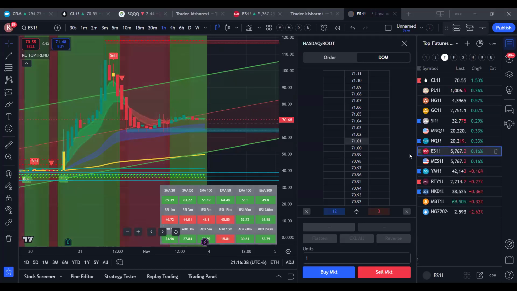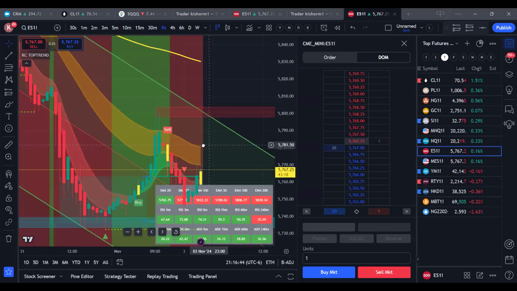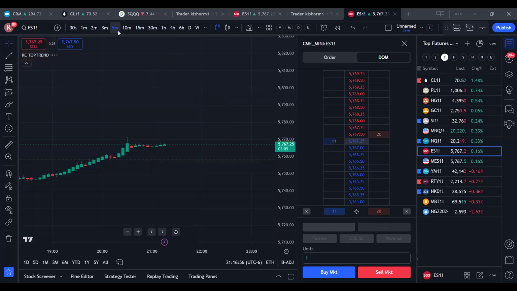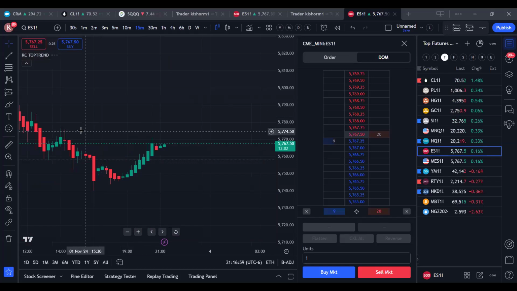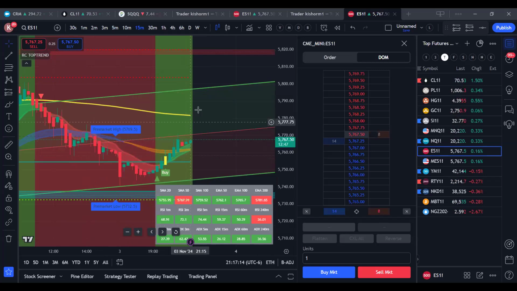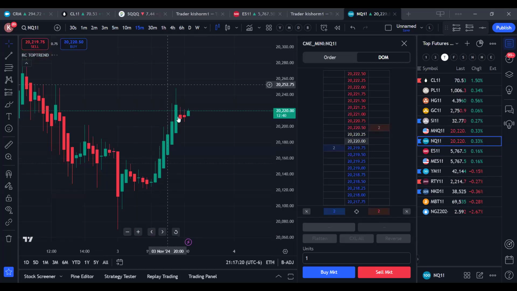On EVS, 780. Yeah, this will act as a strong resistance. So yeah, around 5780 can act as resistance. You also have EMA 200. So when price touches EMA 200 from the bottom, this will act as a resistance and bring it down. As of now, NQ is trying to go up.